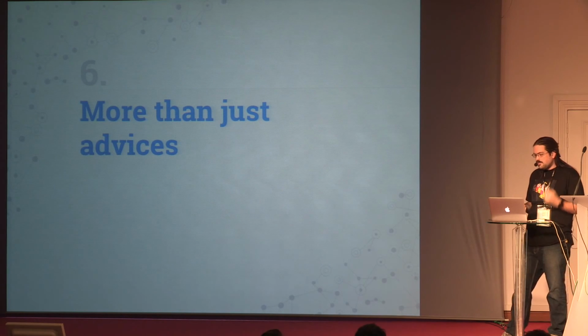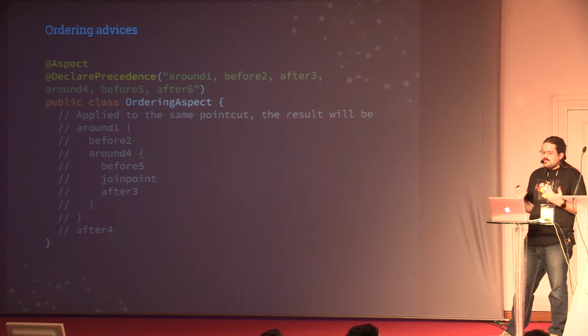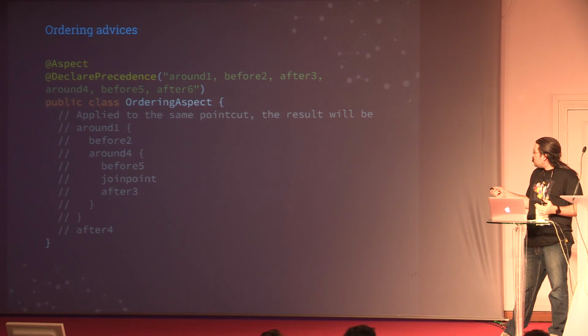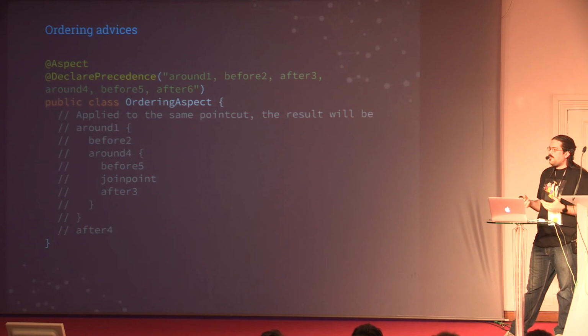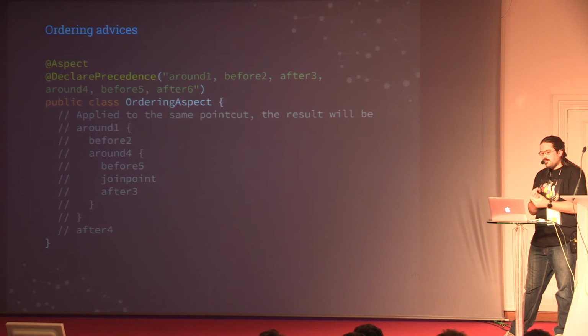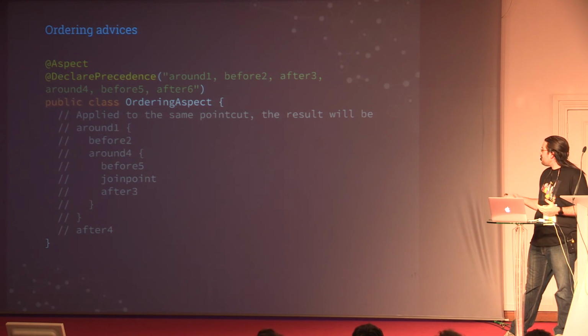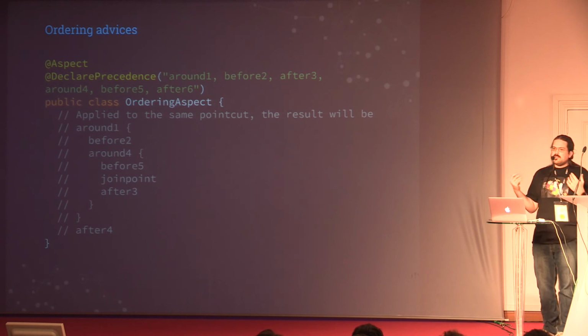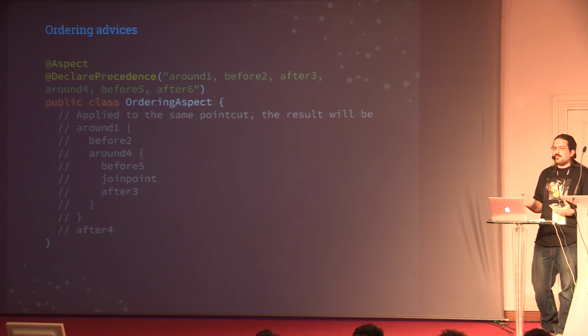But it can do more than just advices. For instance, here you can declare the precedence of aspects. So if you have multiple aspects, you can say that aspects can be prioritized. For example, if I say that this aspect is of higher importance, and this one, and this one, and when you have multiple aspects that can run on the same method, this helps you know in which order they are going to be run.